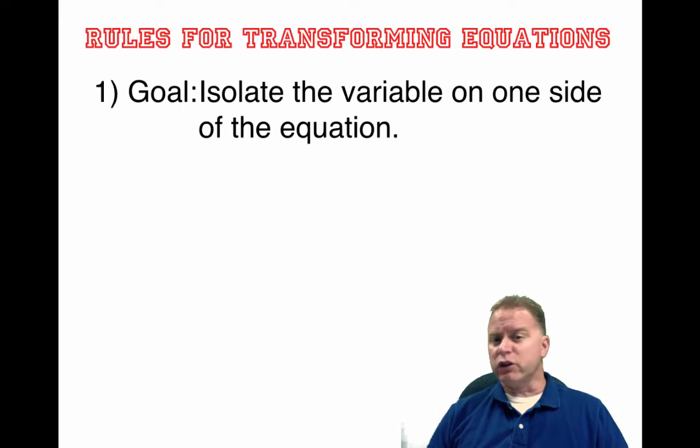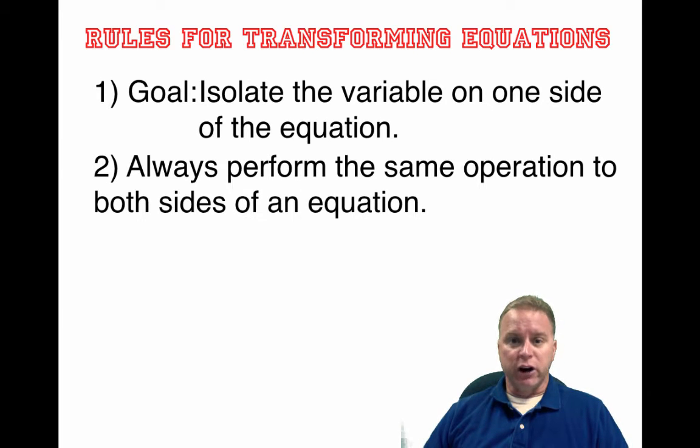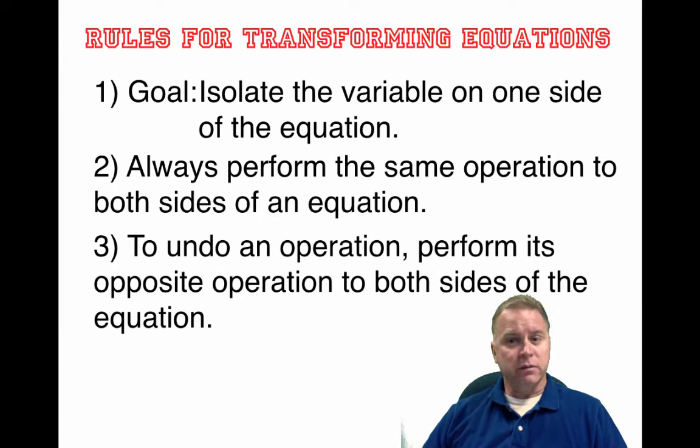First of all, rules for transforming an equation. What is our goal? Our goal is to isolate the variable on one side of the equation. It doesn't matter if it's on the left side or the right side, but we want to get the variable, which is the letter A, B, C, D, X, whatever, by itself. Always perform the same operation to both sides of the equation. If you do something to one side that wasn't there to start with, you have to do it to the other side. It's called keeping your equation balanced.